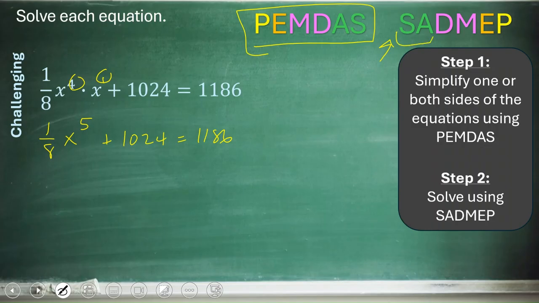I'm going to look for any addition or subtraction. I see that 1,024 is being added, so I'm going to subtract it from both sides. When I do that, I get a 0 where the 1,024 was, so I'm left with 1/8 times x to the power of 5 equals 162.